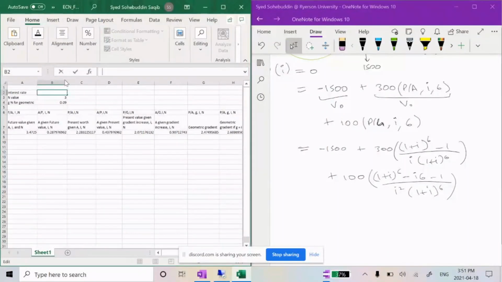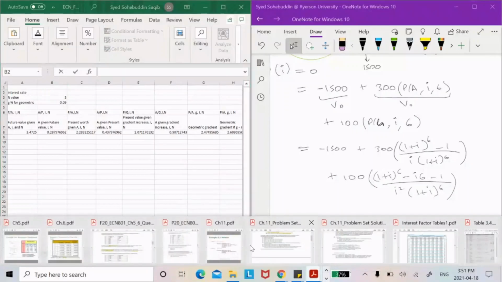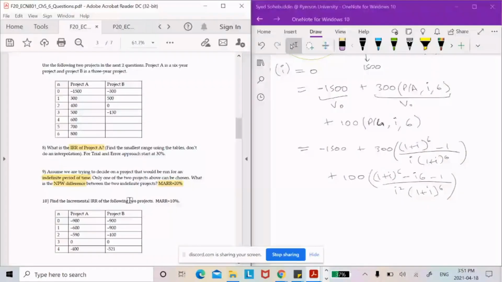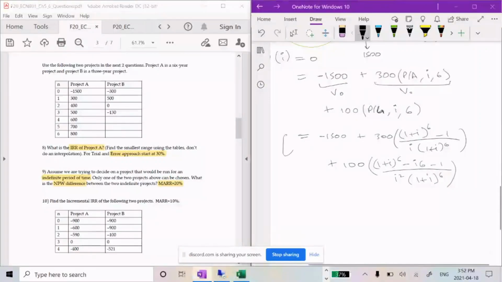Let's do trial and error, and they said it's from 30%. It was given in the question. We'll just pull that up again. It's right here. So here they gave us the approach, starting at 30%. The trial and error approach: we try different I values to get the left hand side equal to 0.